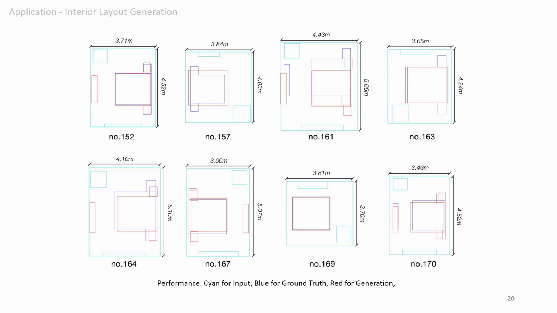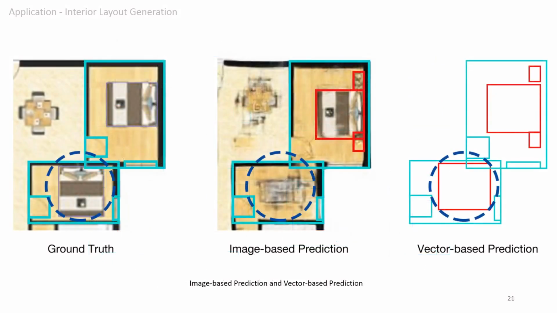For example, in a situation for the TV set, especially in the case of number 161, there is a huge shift between the ground truth data and the generated data. However, the generated results are more reasonable.